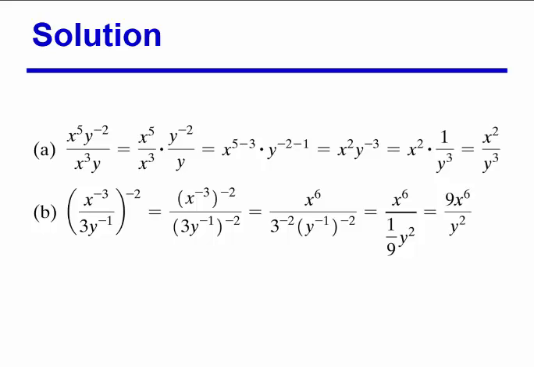For b, we're going to go ahead and distribute the exponent negative 2. And then we're going to go ahead and take care of the negative exponent. So for the numerator, x to the negative third raised to the negative second is x to the sixth. And then for the denominator, we're going to end up with 3 to the negative second times y to the negative 1 times negative 2, which is simply 2. And then you can see here that what we end up with is 9x to the 6 over y squared.